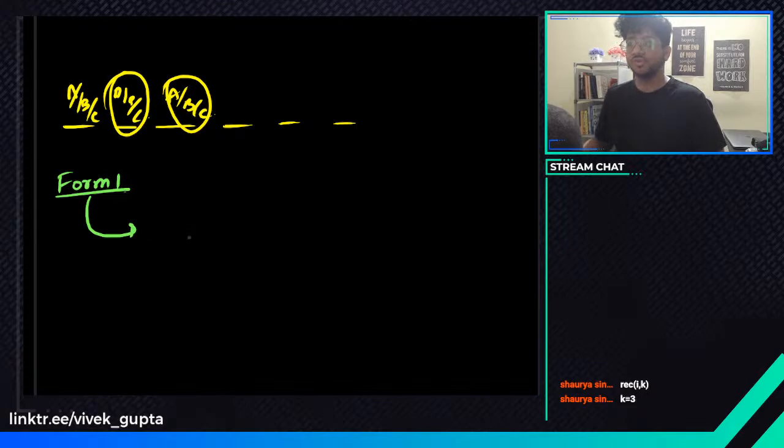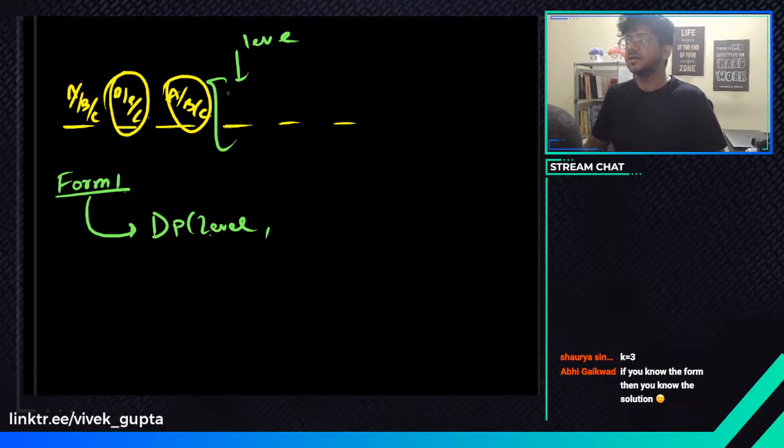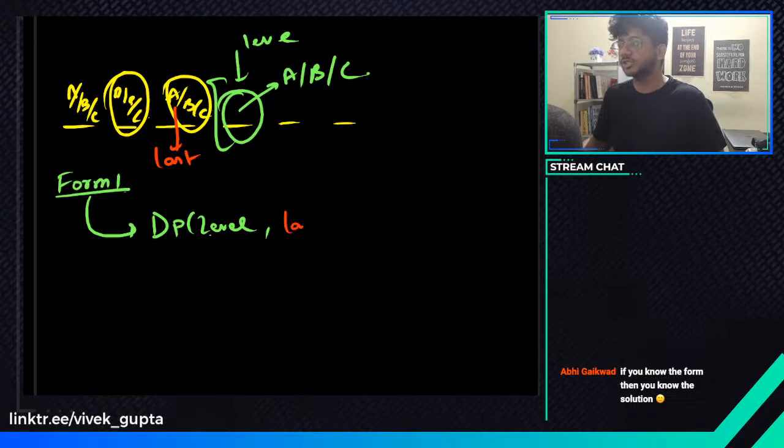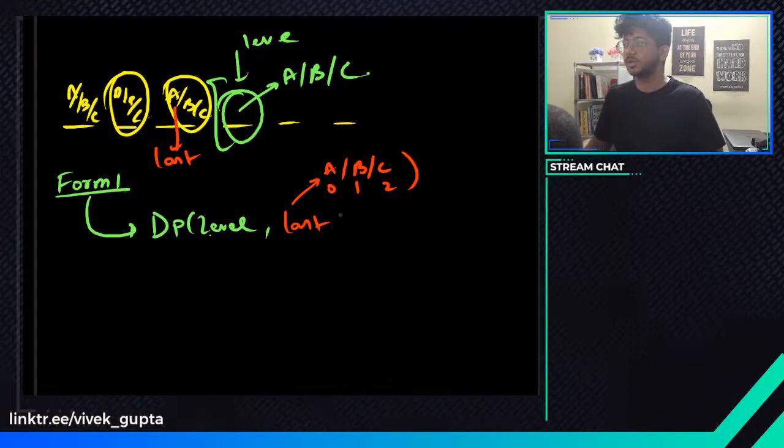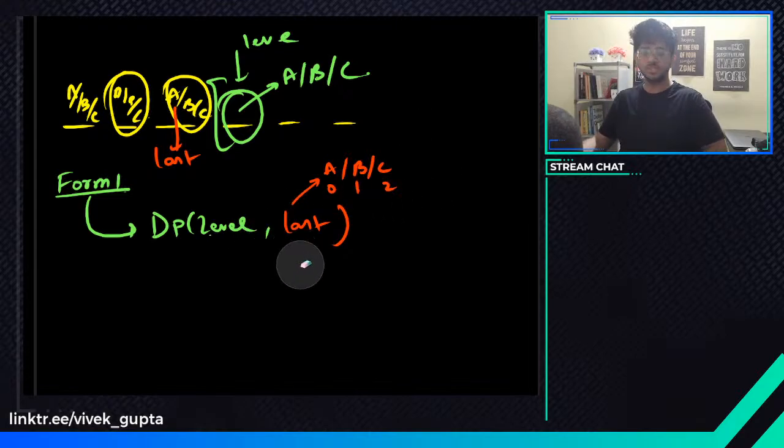So we will use form 1, we will write dp of level. When you say form 1, this is level and you have decided what you take over here. And to decide whether you can take A or B or C, you need to know which one you decided on the previous day. So what was the last one you took? This can be either A or B or C, encoded equivalently into 0, 1 and 2. Let's keep a number: A is 0, B is 1, C is 2. So which one did you take last?